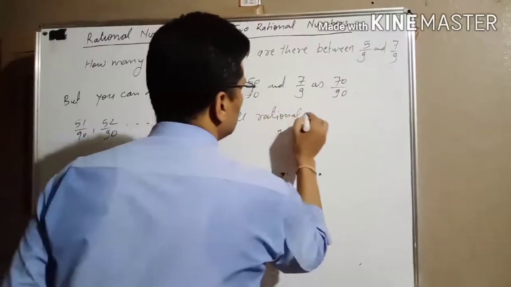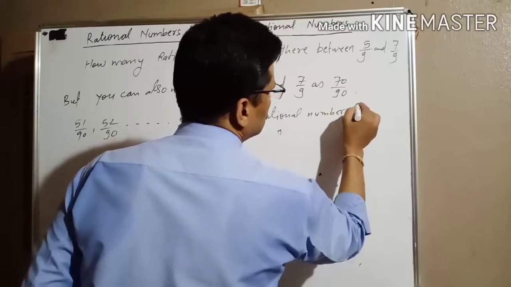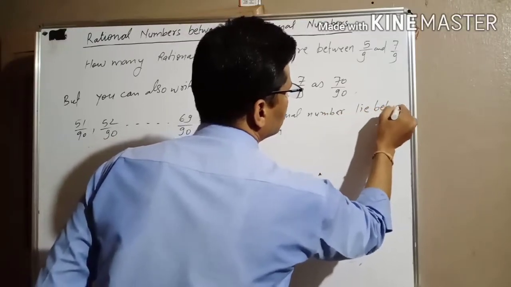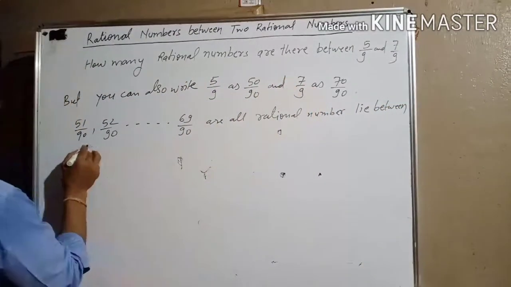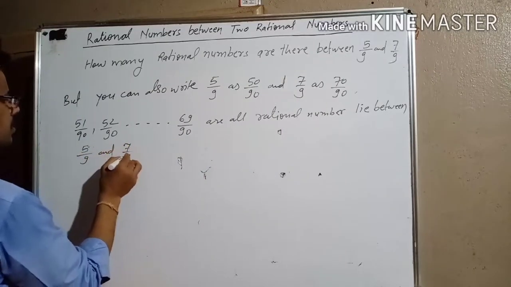Rational numbers lie between 5 upon 9 and 7 upon 9.